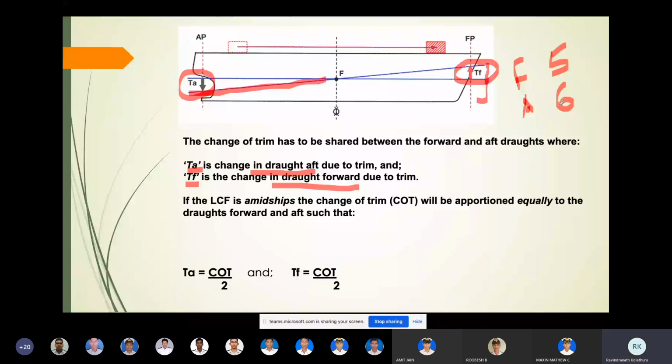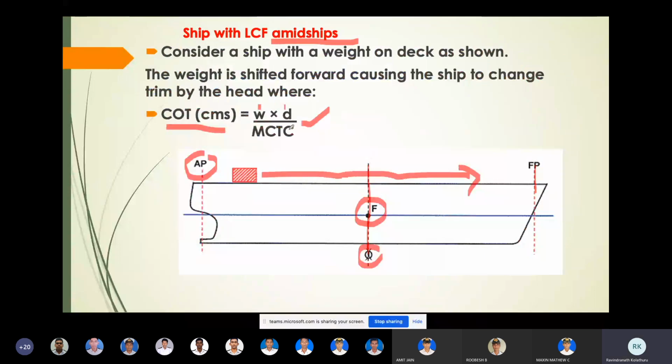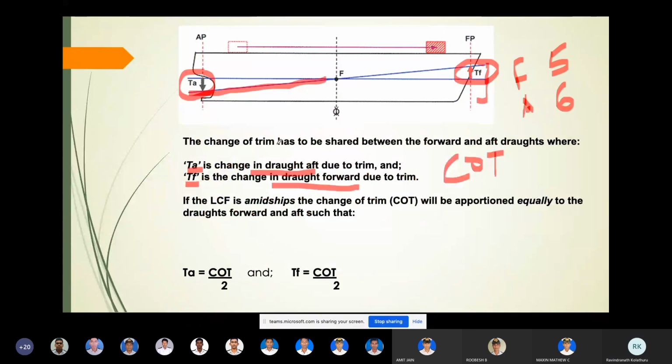So I got my initial drafts, they have told you to find the final drafts. So for that what we will do, we will first find out the change of trim. Right, change of trim formula we know, which is W into D by MCTC. So once we find out the change of trim, let's say my change of trim is 20 centimeter.